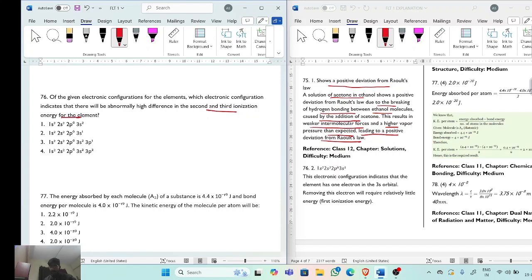Okay, the electronic configuration indicates that the element has one electron in the outer shell. So the correct answer will be option number 2. Let's see how. Because one electron is in the 3s state, another in 2p, then another will be in 2p. So there will be a high difference. Okay, so let's check how.